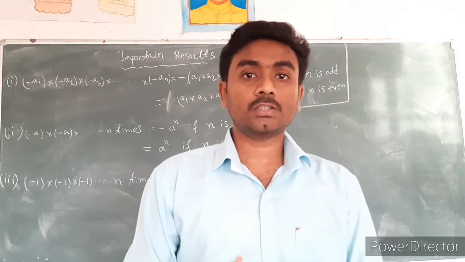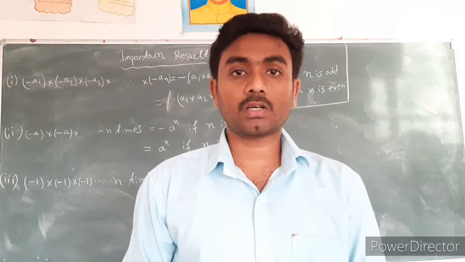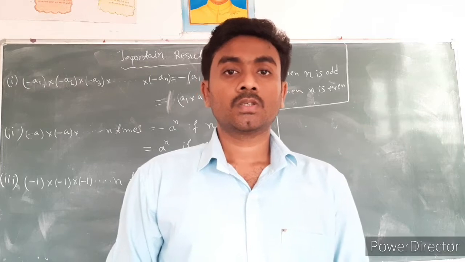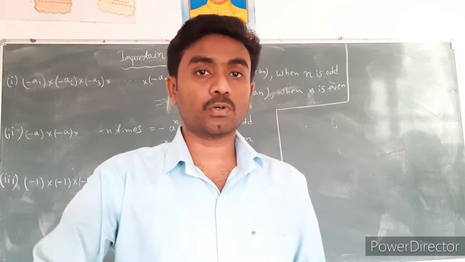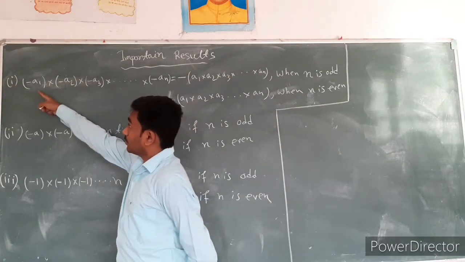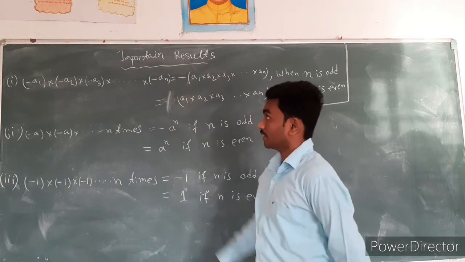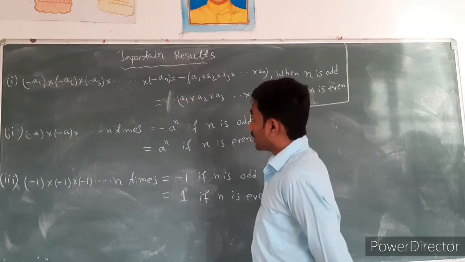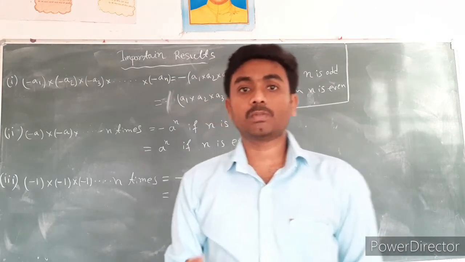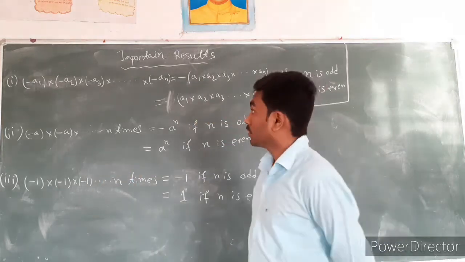So the sign of the product depends only on the number of negative integers. Using this concept, we deduce some important results. First one, the product of minus a1, minus a2, minus a3, dot dot dot, minus an. Here n is a variable. The value of n may be 2, 3, 5, 9, 10, 1000 and so on.